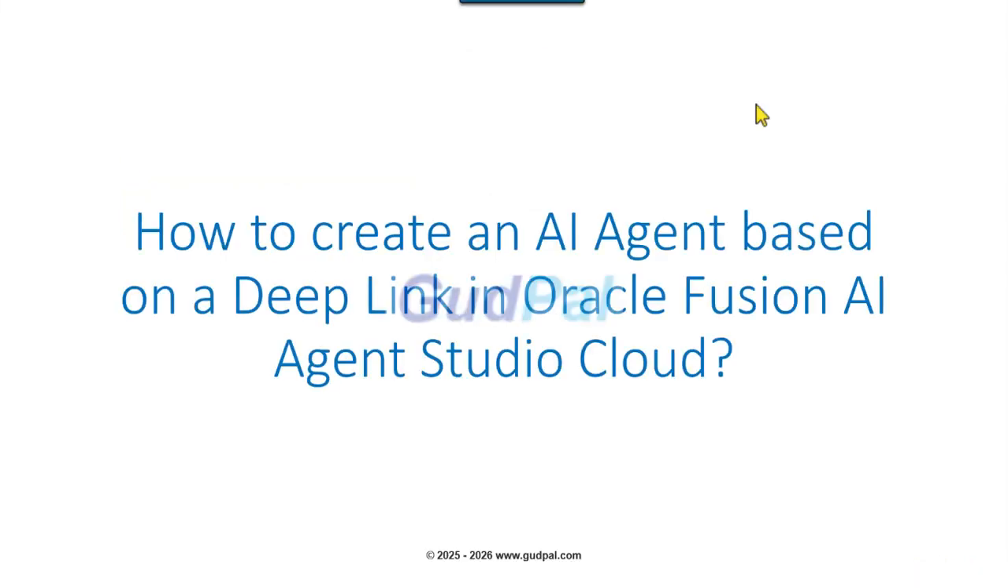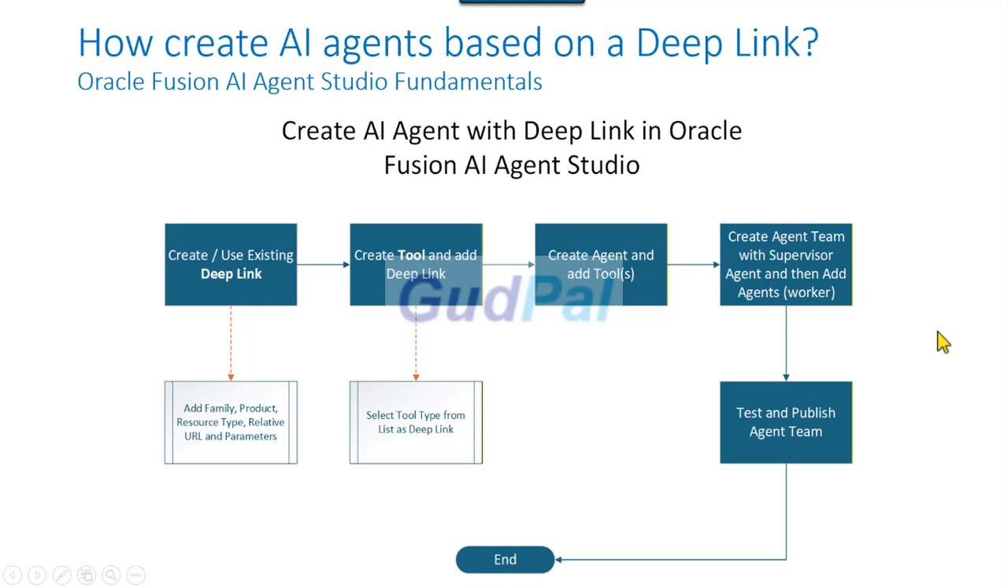Friends, in this video, I'm going to demonstrate how to go about creating an AI agent based on a deep link in Oracle Fusion AI Agent Studio Cloud. Before we go into the details, I'm going to quickly take you through the process flow of creating a deep link. First you've got to create the deep link or use an existing one, which will later be used in a tool to create the AI agent.